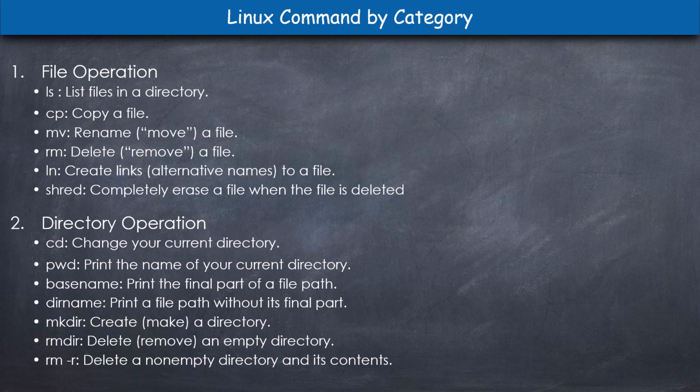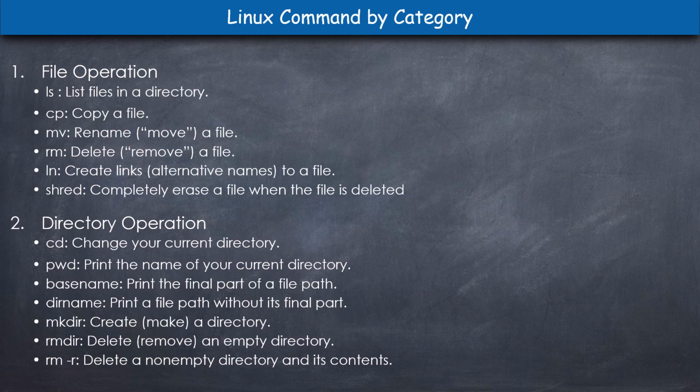pwd is nothing but present working directory. Sometimes if you are not sure which location you are currently at, you can give this command pwd. This will display the location where the user is currently. Then basename will print the file part. Suppose you have a path /home/user/sample text file, and this is the file. If you give basename and this path, it will display the file name.